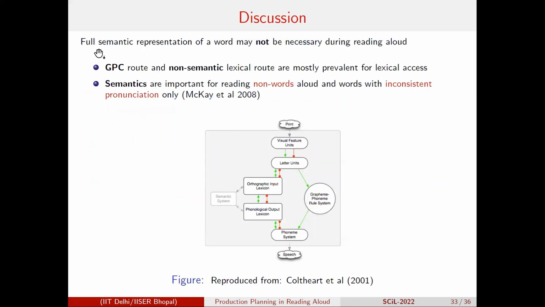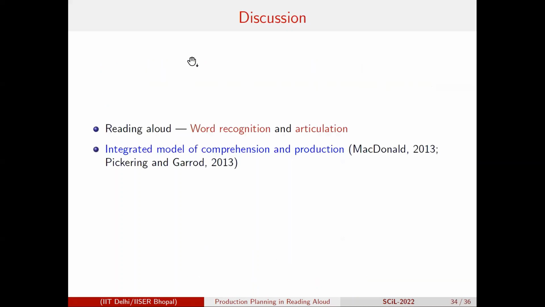The other finding that we report in this work is that for reading aloud processes, full semantic representations of words may not be required for content and functional classification. This is also consistent with the architecture and what DRC would predict. There are two routes: the grapheme to phoneme route and the non-semantic route, which would be more prevalent for lexical access. However, there are a couple of works in the literature which say that the semantic route becomes important when you read non-words or inconsistent pronunciations. So more work is required to investigate some of these findings in Hindi.